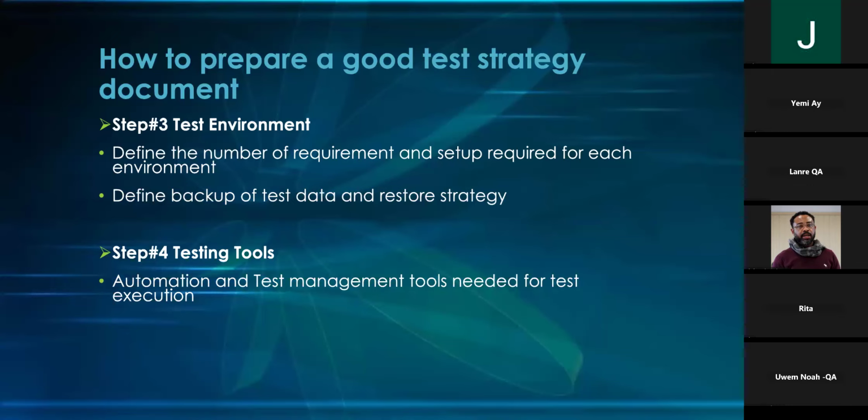Number 4 is testing tool. So let's say you have an automation tool or a test management tool. Test management tool, there are various ones, many. We are talking about ADO. ADO is Azure DevOps. We talk about TFS, Team Foundation Server. We have Jira, we have Trello, we have Bugzilla, we have a lot of application tools that you can use. So it depends on what the organization is using.